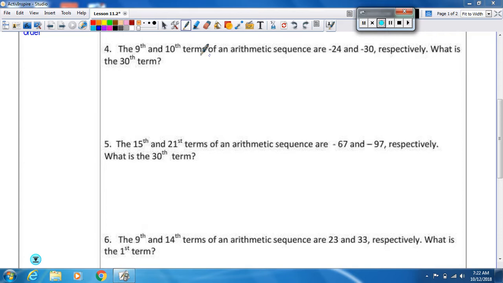The 9th and 10th terms of an arithmetic sequence are negative 24 and negative 30 respectively. What is the 30th term? Respectively means in that order, so we can actually put this information into an x-y table. So I'm going to go ahead and do that. The 9th and 10th term are negative 24 and negative 30 in that order.